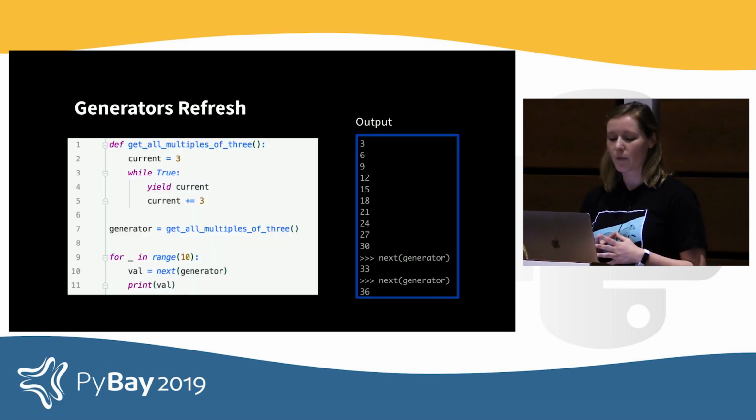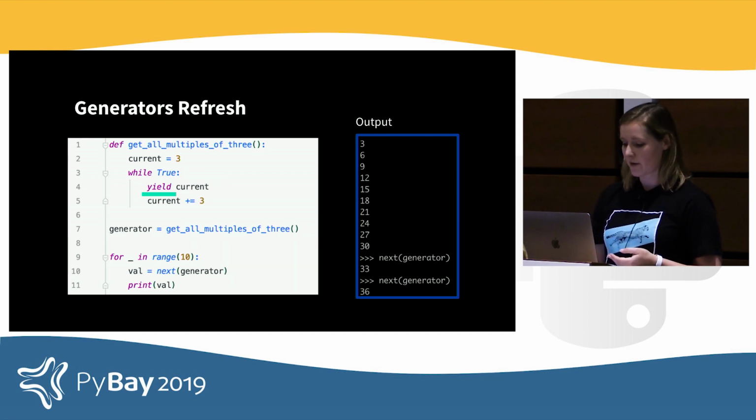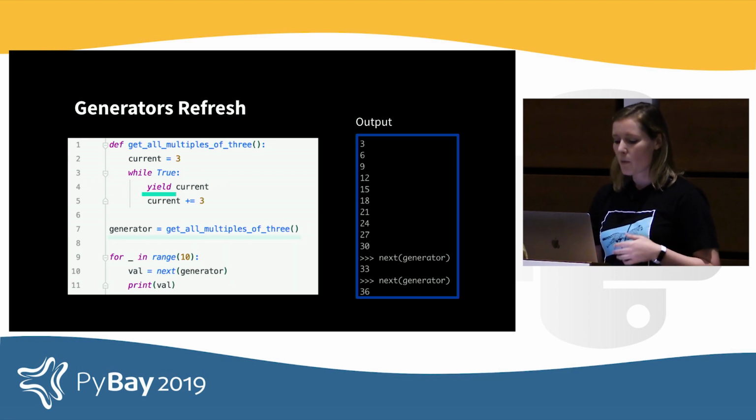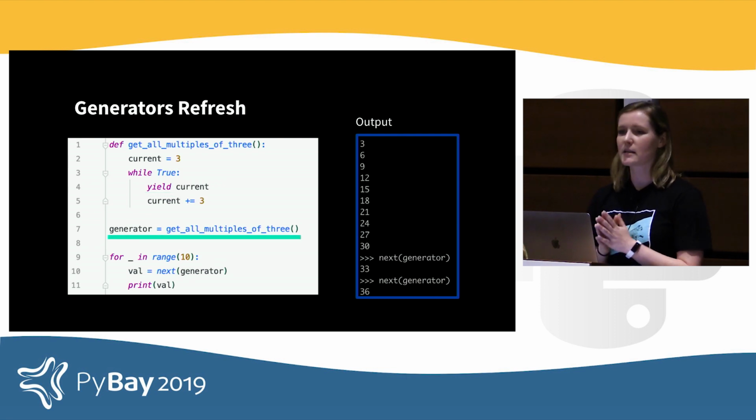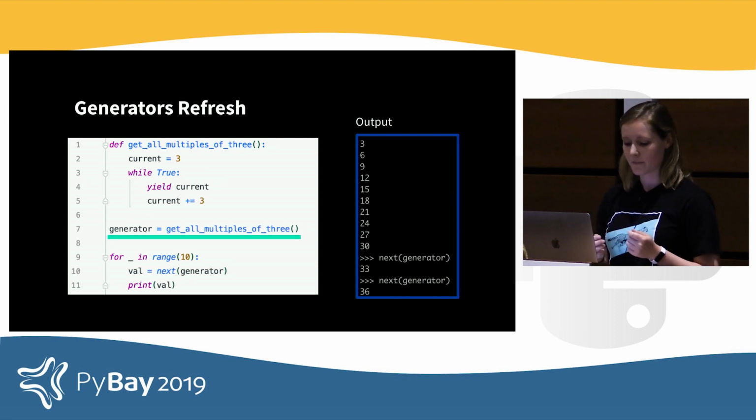Here is an example where I'm printing out all of the multiples of 3 using a generator. You can tell that get_all_multiples_of_3 is a generator because it has the yield keyword. On line 7, we are calling the generator function that we defined above. When you call a generator function, it doesn't execute it. Instead, it returns a generator object that you can now iterate over to get the values.